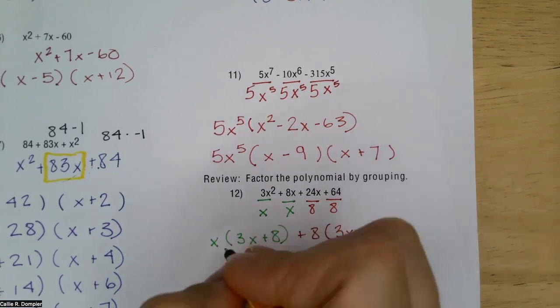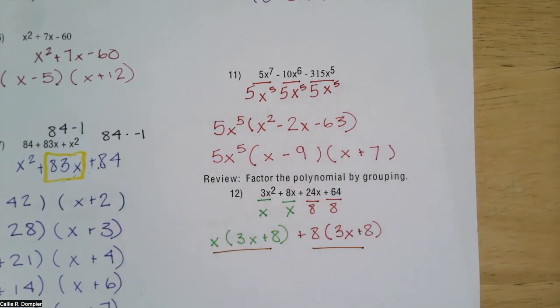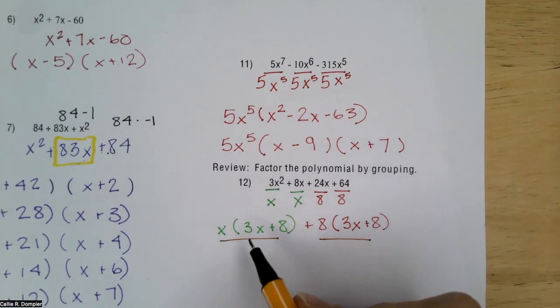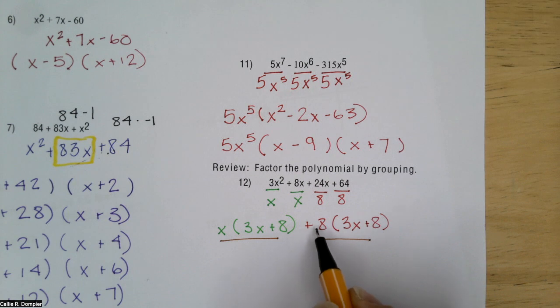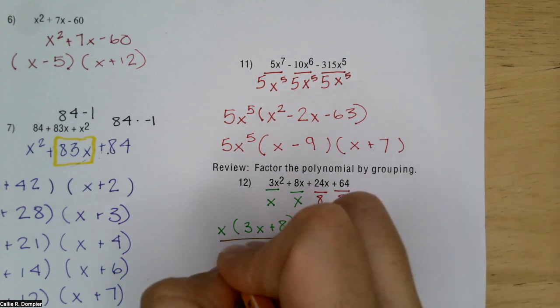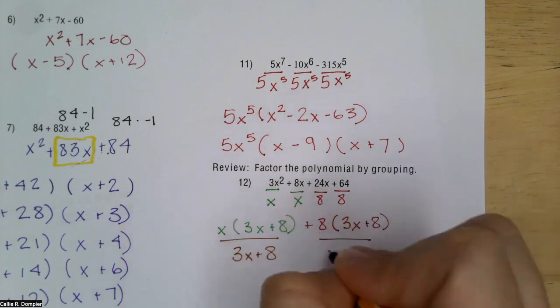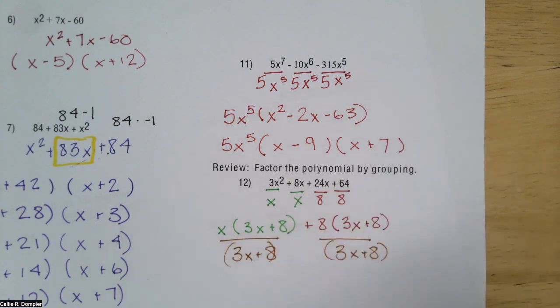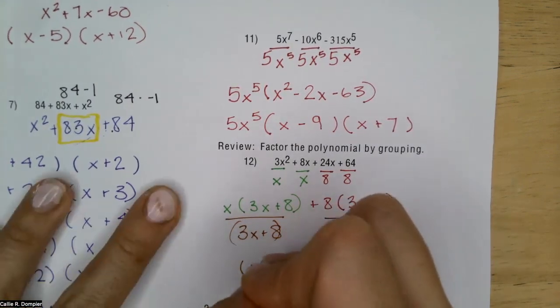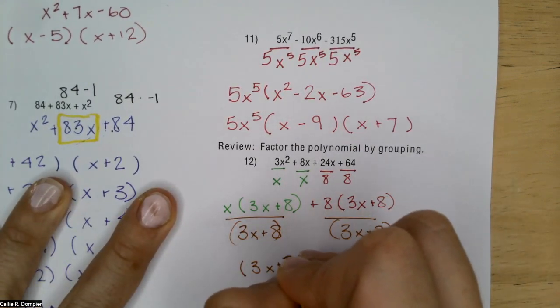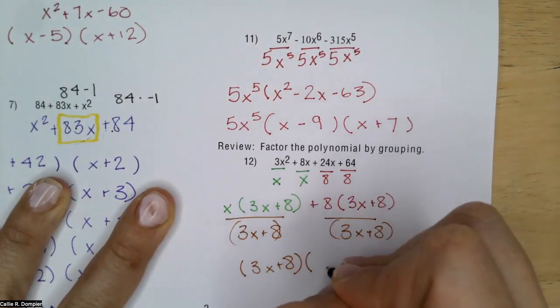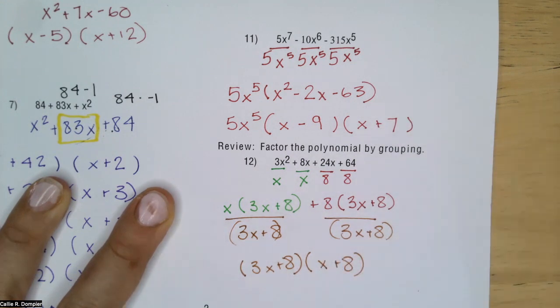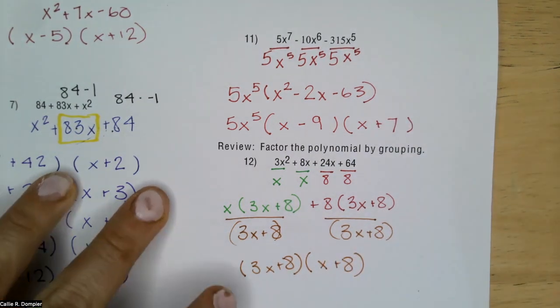Now, we're going to continue to factor out the greatest common factor. The greatest common factor of x times the quantity 3x plus 8 plus 8 times the quantity 3x plus 8 is 3x plus 8. So I'm factoring that out. If I'm factoring that out, it means I put it in front of the whole thing, and the whole thing is x plus 8. So this is factoring a polynomial by grouping.